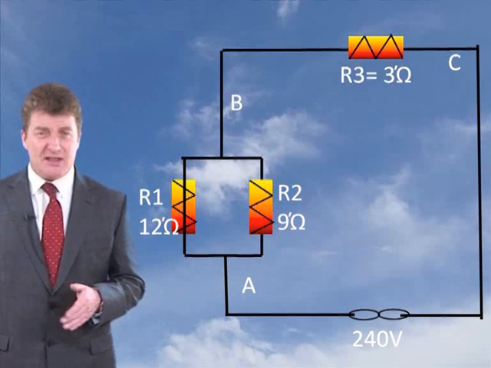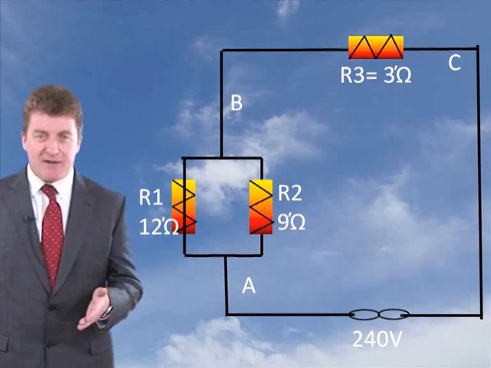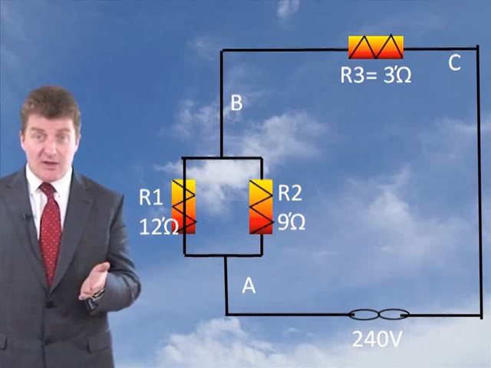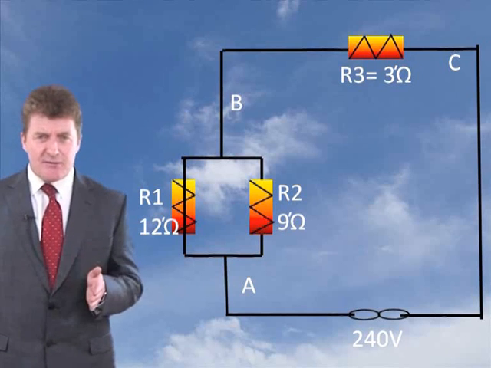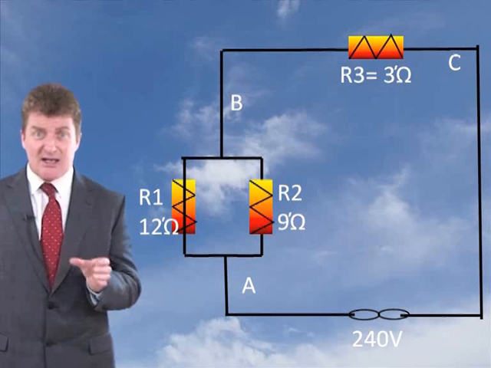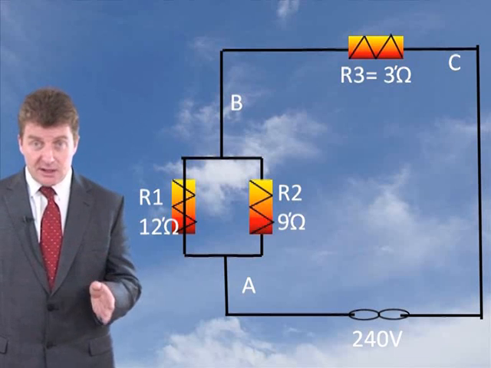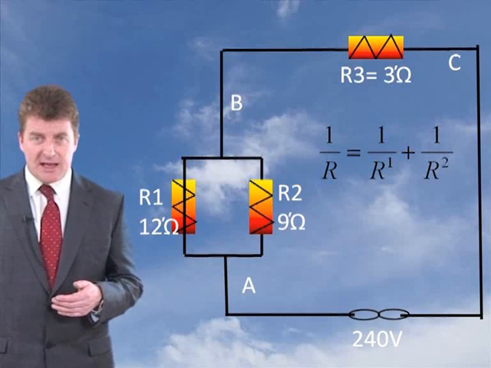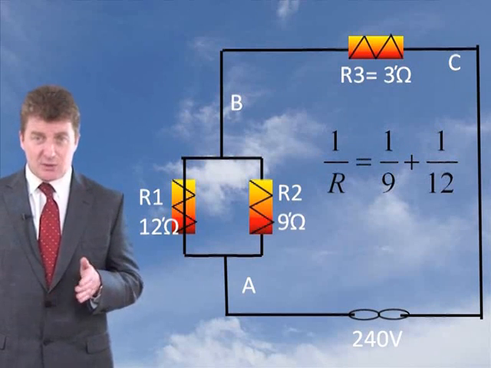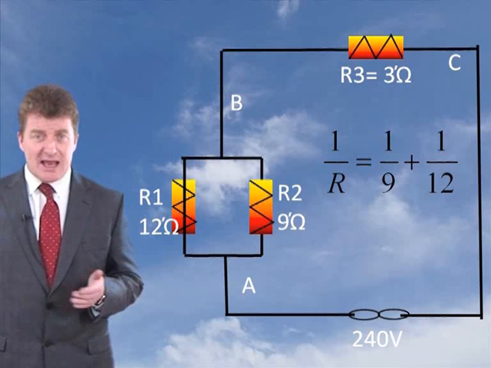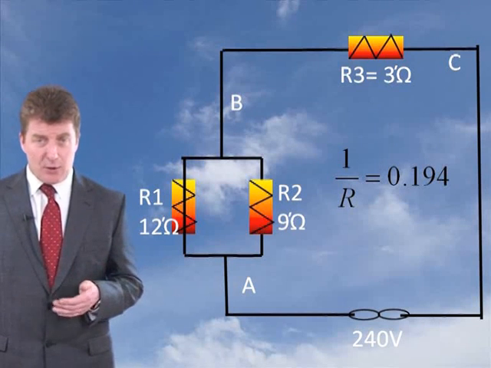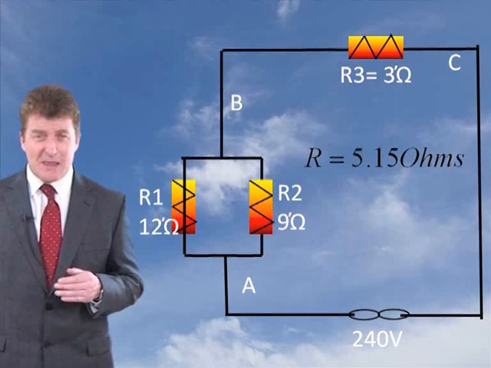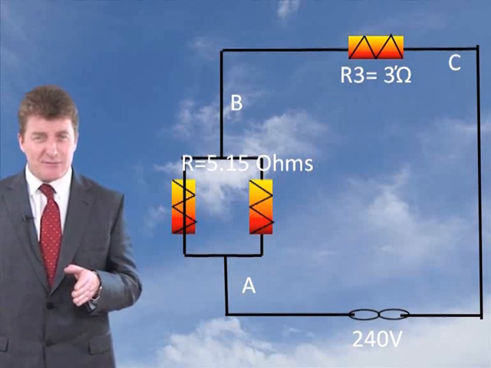Now to be able to determine the current, we need to know the total effective resistance of the circuit. So first we need to determine the effective resistance in this circuit here, as you can see. We need to convert R1 and R2 into one effective resistance and then add it to the other resistor. This is the formula, you put the numbers in: 1 divided by R equals 1 divided by 9 plus 1 divided by 12, it gives you 1 divided by R equals 0.194. It comes out that the effective resistance of R1 and R2 is actually 5.15 ohms.